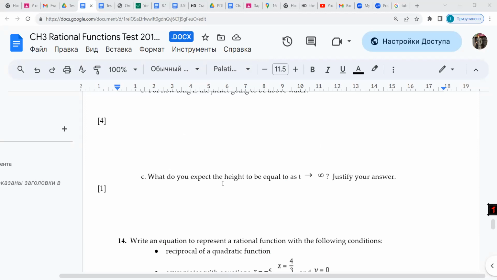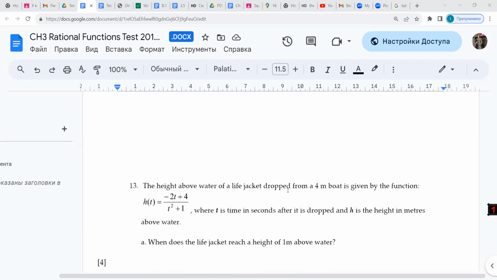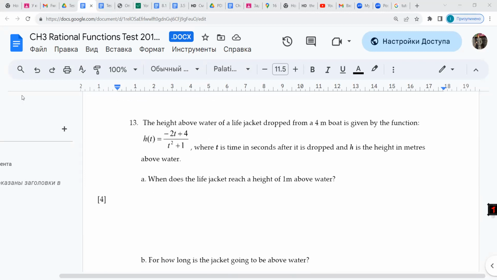Moving on. Question C. What do you expect the height to be equal to as t travels to positive infinity? So where would be the jacket after an infinite amount of time? If we look into this function, we can see if we substitute t equals positive infinity, the denominator has a greater exponent for t than the numerator, which means the denominator greatly defines which result we are going to get while approaching the end behavior.